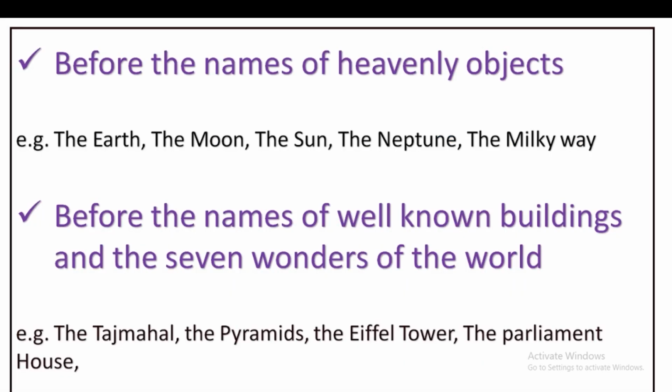The next rule is we use the before heavenly objects. What I mean by heavenly objects are the objects which are in the sky. All the planets, the universe, anything which belongs to the whole system of the universe. For example, the moon, the sun, the Mercury, the Milky Way. We also use the before names of well-known buildings and the seven wonders of the world. For example, the Hanging Gardens, the Parliament House. But you will not use the before the buildings where you live if they are not famous. If you live in a very famous building, then you can use the before the name of that building.